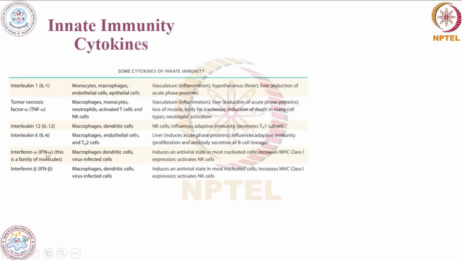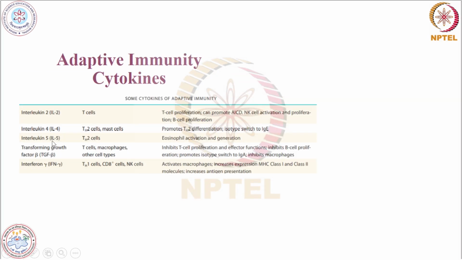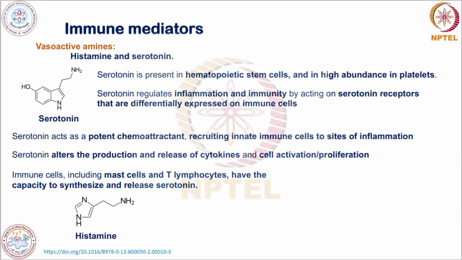And there is interferon alpha, which is produced from the macrophages and dendritic cells. There is another cytokine, interferon beta, which is produced by macrophages and dendritic cells. So these are some of the cytokines which are responsible for innate immunity. And there are other cytokines like interleukin 12, interleukin 4, interleukin 5, TGF beta, and interferon gamma. These are responsible for the adaptive immunity. So, those were the types of cytokines of the innate and adaptive immunity.